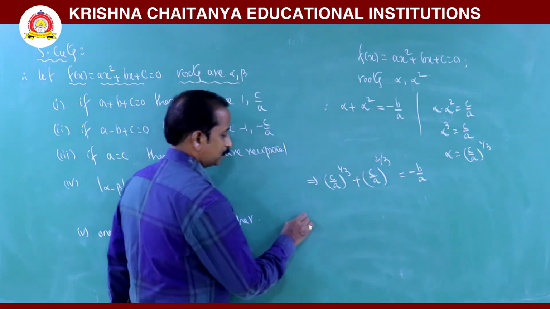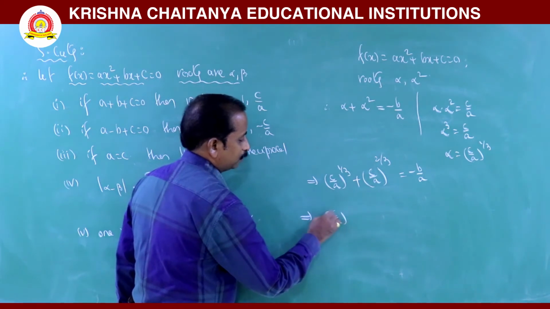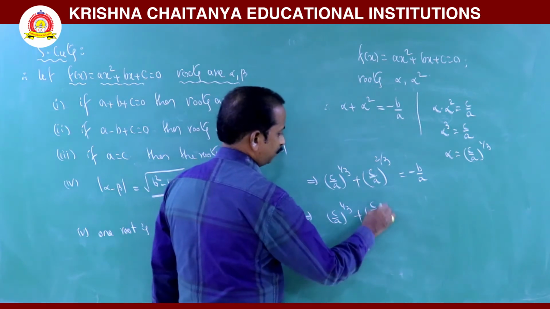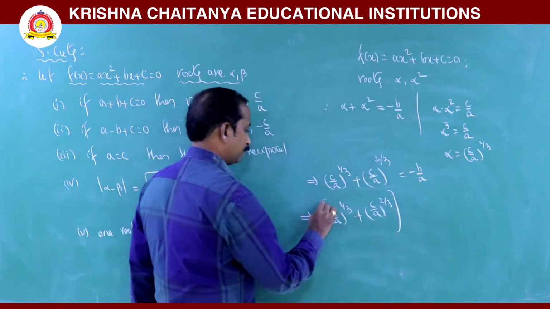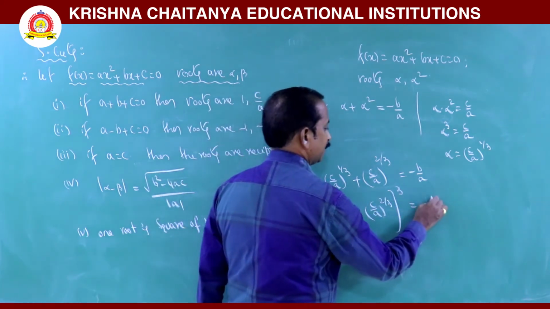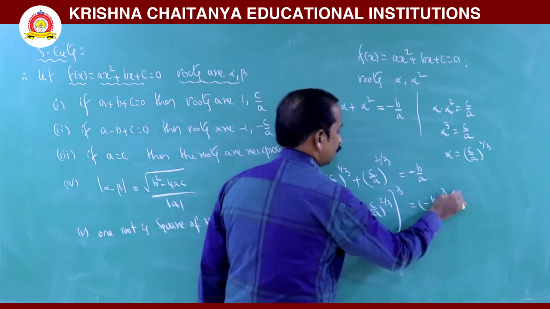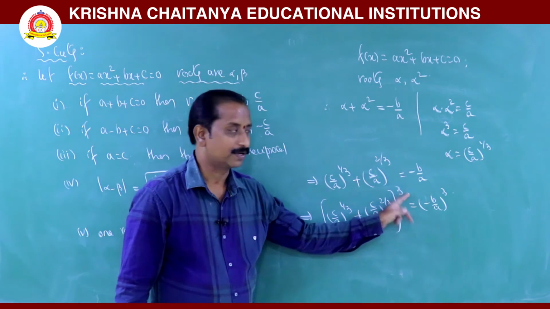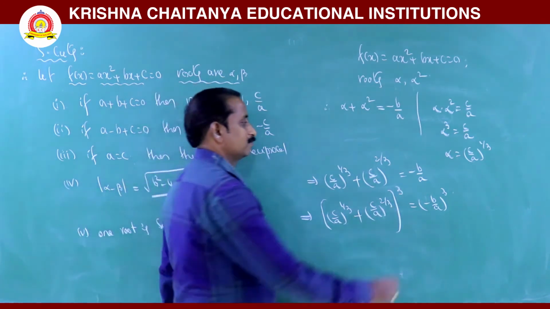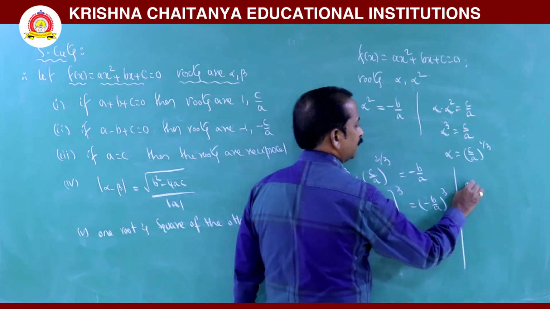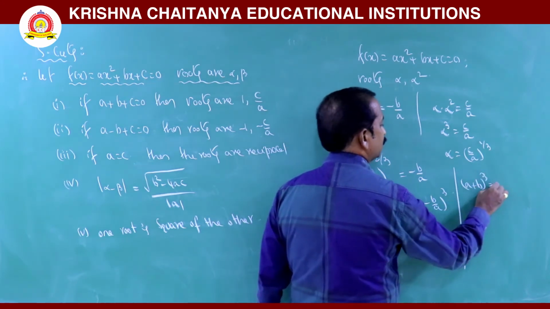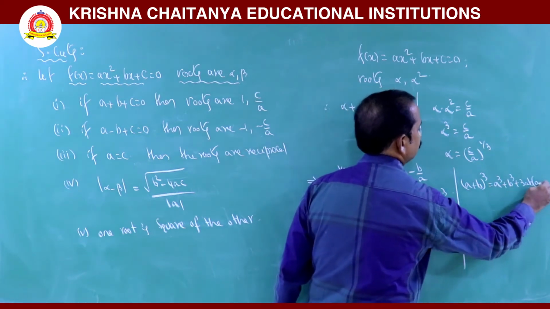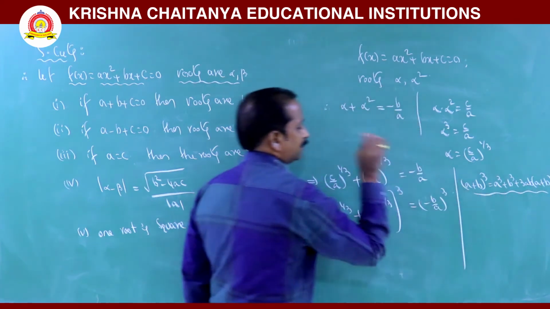So cubing on both sides, c by a whole to the power of 1 by 3 plus c by a whole to the power of 2 by 3, whole cube, is nothing but minus b by a whole cube. It is in the form a plus b whole cube. So what is a plus b whole cube? We know that a plus b whole cube is basically a cube plus b cube plus 3ab into a plus b.